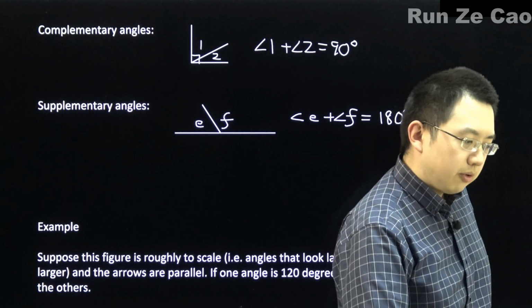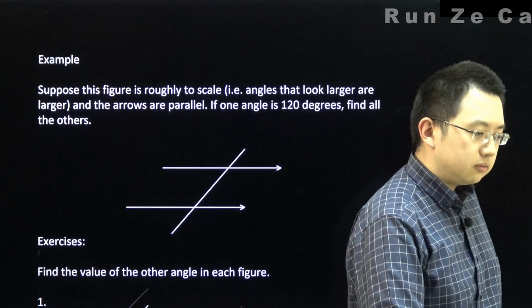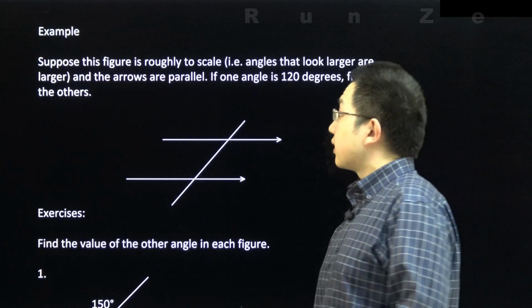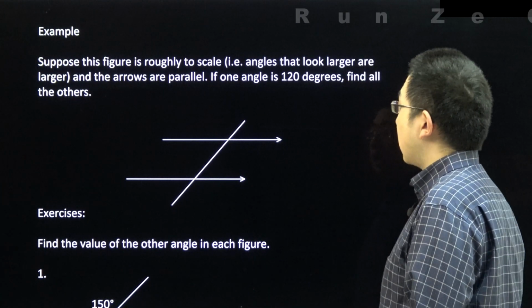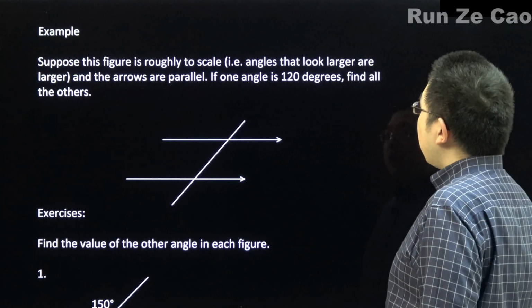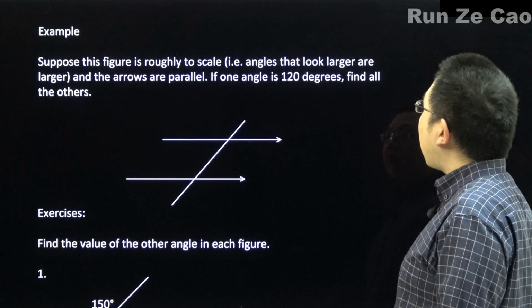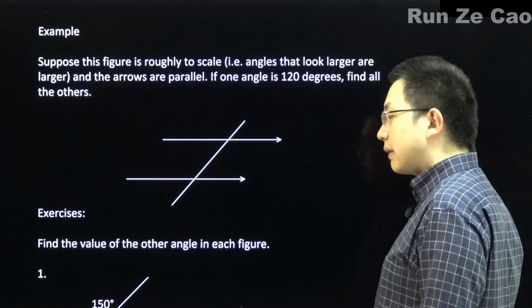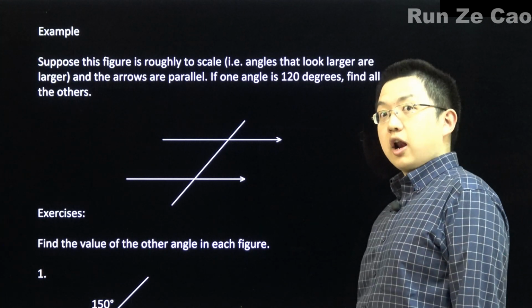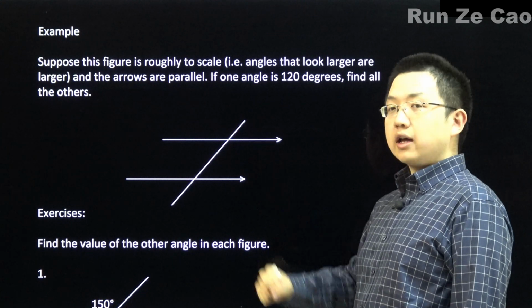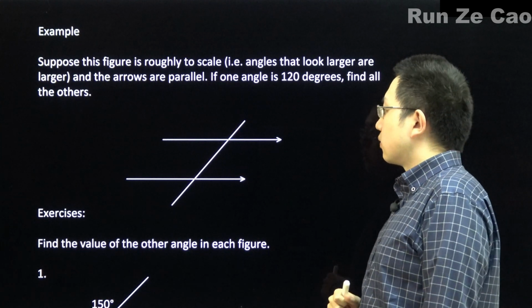Example. Suppose this figure is roughly to scale, which by that we mean angles that look larger are in fact larger, and the arrows are parallel. If one angle is 120 degrees, find all the others. Well, we have angles that are bigger than 90 degrees and angles that are smaller than 90 degrees.